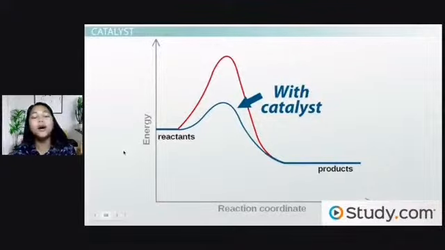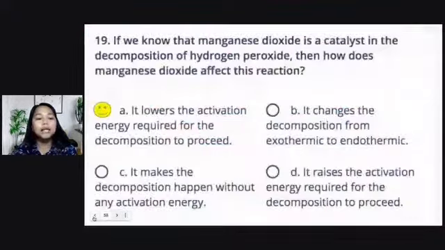Okay, so again, letter A po yung ating hinahanap, no? It lowers the activation energy required for the decomposition to proceed. That's the action of your catalyst, the action of your enzymes.